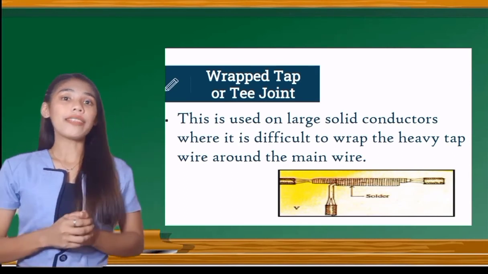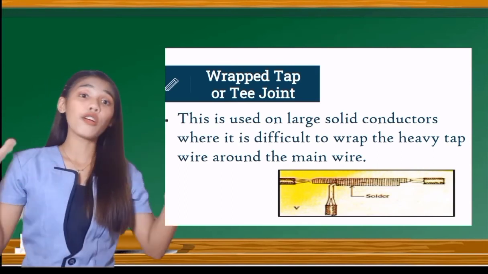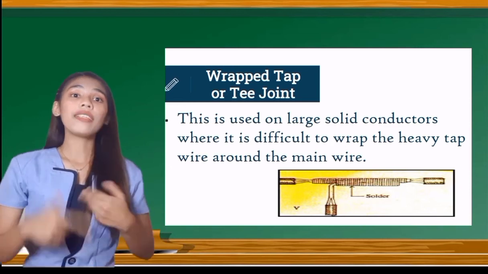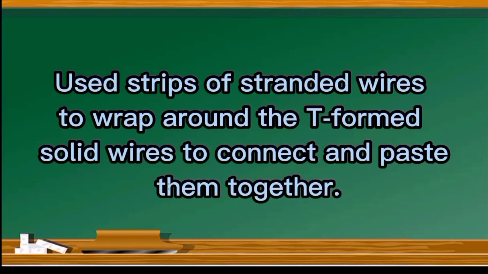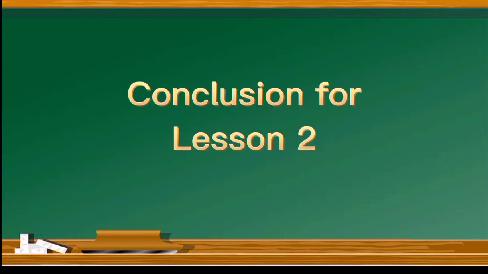So wrap tap or the T-joint is used on large solid conductors where it is difficult to wrap the heavy tap wire around the main wire. In addition, electricians use strips of stranded wires to wrap around the three-form solid wires to connect and paste them together. For the conclusion, for Lesson 2, we tackled the specific and related tasks in EIM.